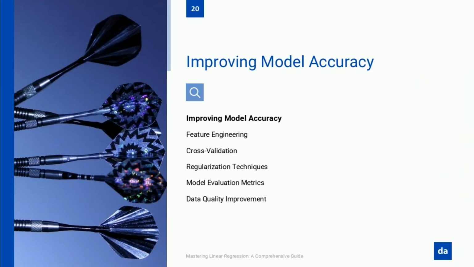Even after building a regression model and running diagnostics, we often find that it's not as accurate as we'd like. Maybe the predictions are off, or some variables don't seem to contribute much. So how do we take our model from good to great? That's what we'll focus on now, improving model accuracy.